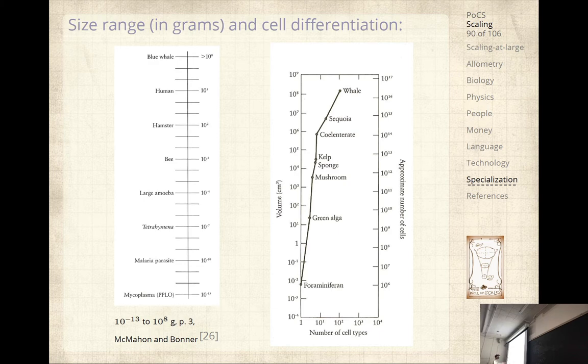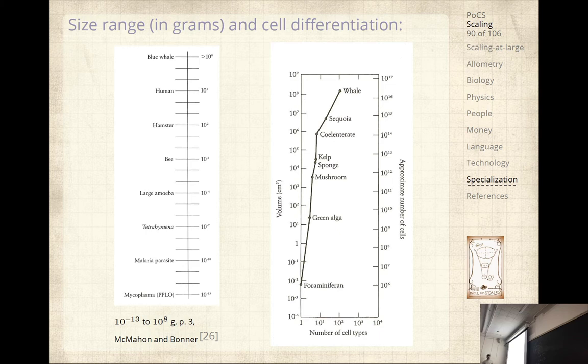This is a size range for biology. So 21 orders of magnitude. So maybe 7 roughly for length scales, because this is grams. So this is the weight. And then the number of cell types, right? So to make more and more complex systems, biology's done pretty well with not a lot, right? There's not a lot of different cells in here. And ultimately, you know, so many atoms and so on.